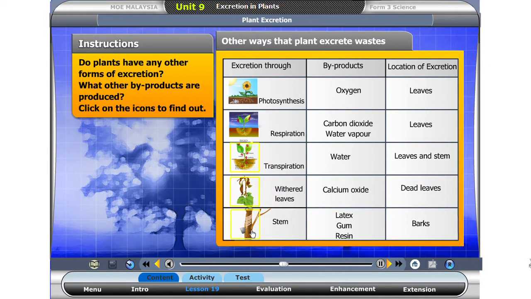We learned that plants excrete oxygen during photosynthesis and carbon dioxide and water vapor during respiration. Do plants have any other form of excretion? What are the other byproducts of plants? Click on the icons to find out. Transpiration is the evaporation of water from plants. The byproduct of transpiration is excess water. This mainly occurs at the leaves and stem.